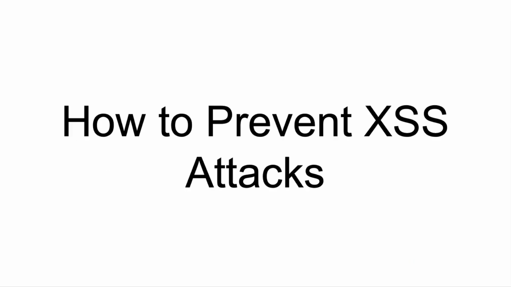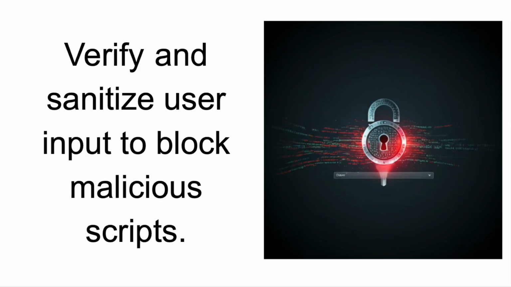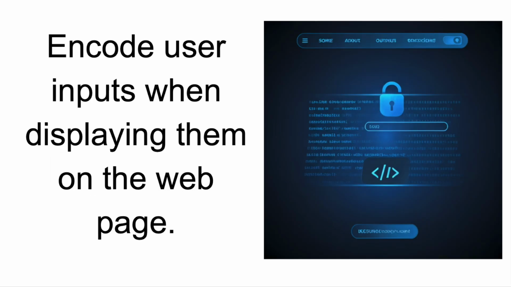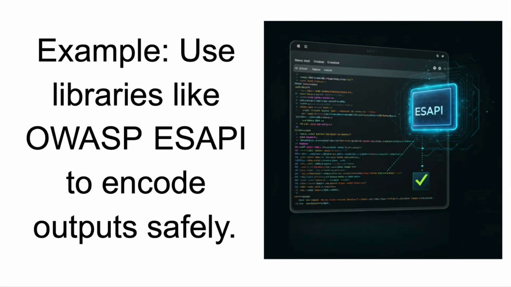How to prevent cross-site scripting attacks: input validation. Verify and sanitize user input to block malicious scripts. Example, strip HTML tags from user inputs. Output encoding. Encode user inputs when displaying them on the web page. Example, use libraries like the OWASP ESAPI to encode output safely.